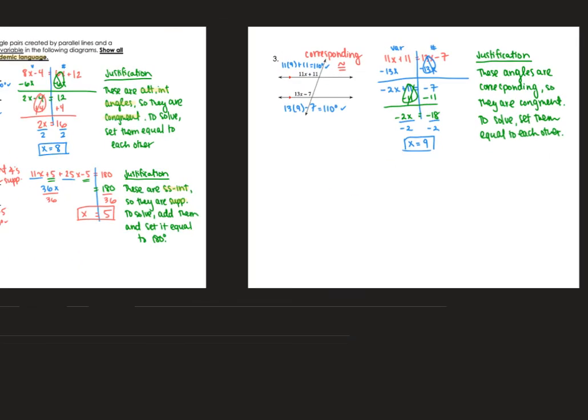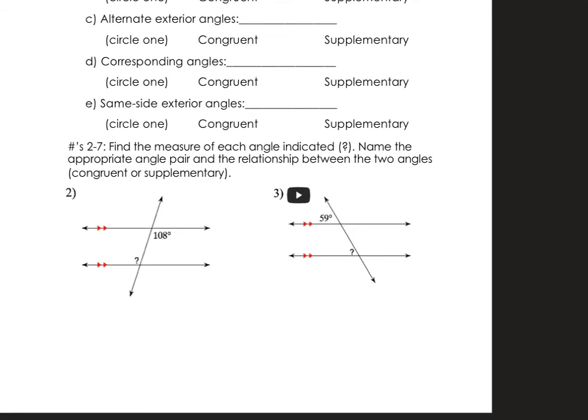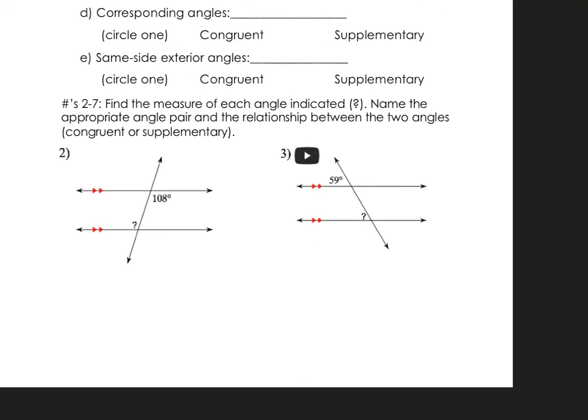All right, now I'm going to go over a couple of the practice problems. So first of all, starting with number 3, for these problems, we're finding the measure of each angle, name the appropriate angle pair, and the relationship between the two angles. So looking at number 3, we have this angle right here is 59, and we're looking for this one. So these angles are both in the top left-hand corner. These are corresponding angles. And corresponding angles are congruent. So that means the measure of the angle is 59 degrees.